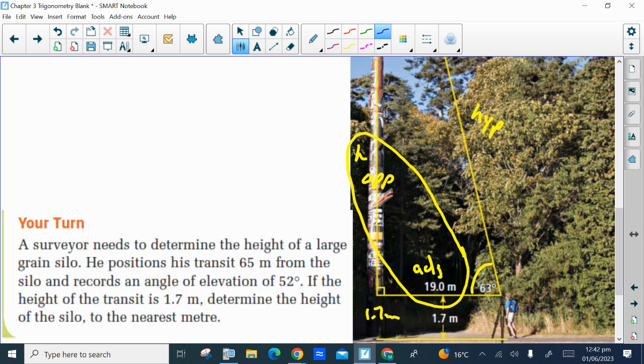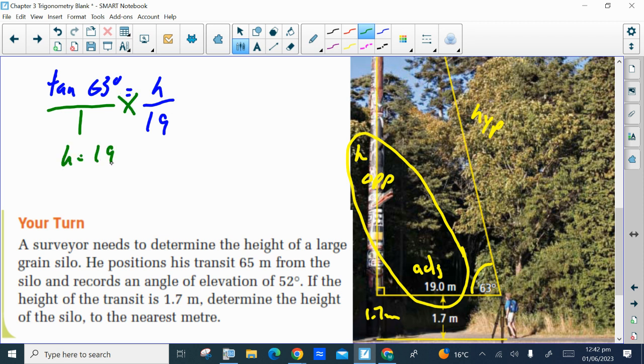Opposite and adjacent. Tangent. The tangent of the angle, which is 63 degrees, equals, and again, the order matters. You look on the formula sheet, it tells you it's opposite on top, adjacent on the bottom. So it'll be h over 19. We make the left side a fraction, so we can cross multiply. 1 times h will equal 19 times the tan of 63 degrees.